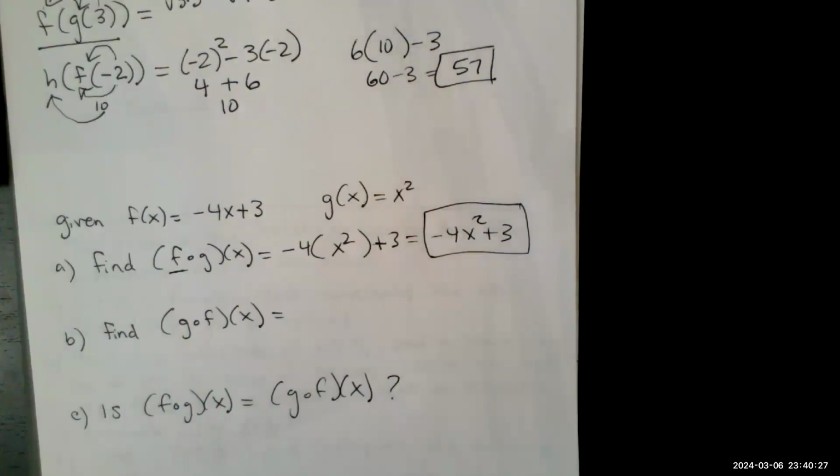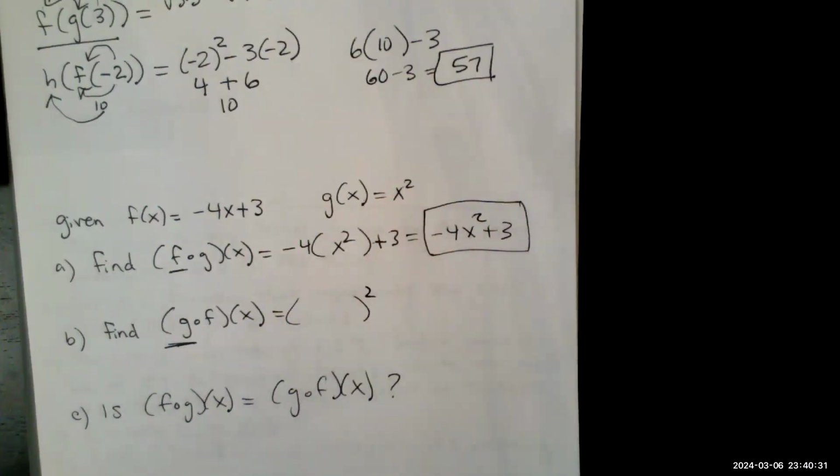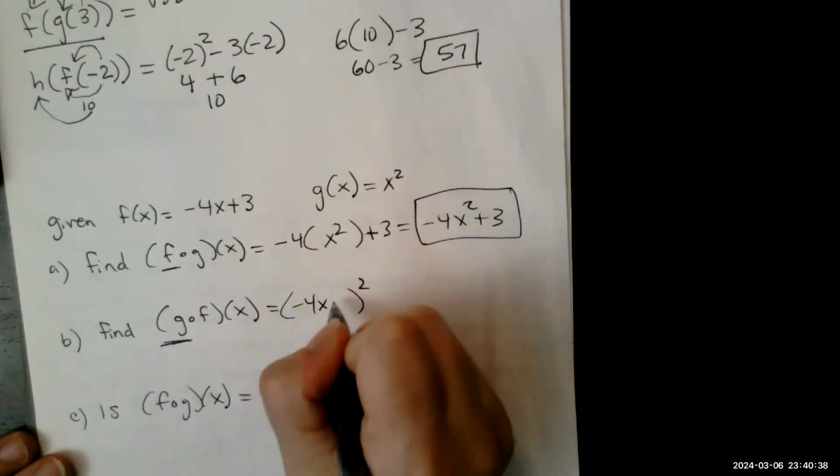Now I'm doing the opposite. So I'm going to start with the G function this time. Leave my space, so that now I can put the F function inside it.